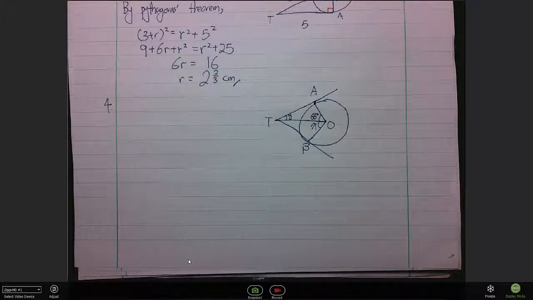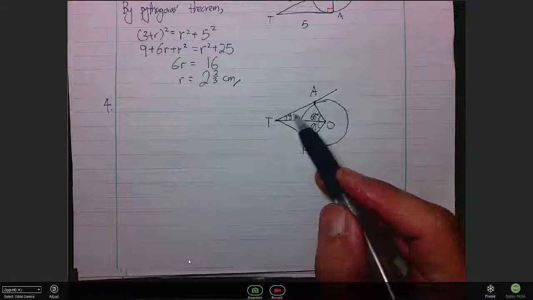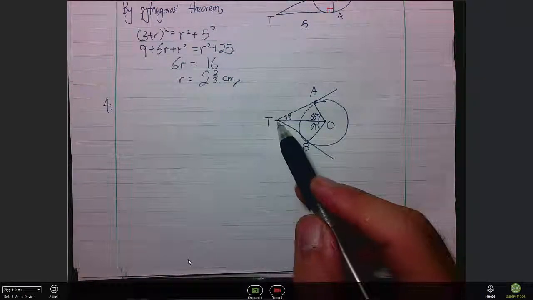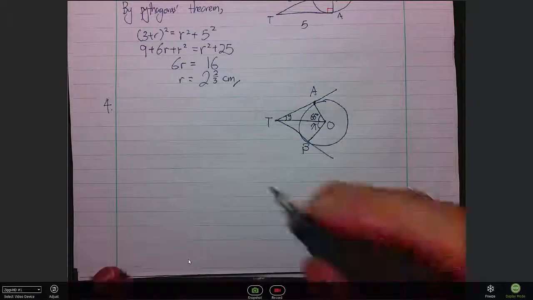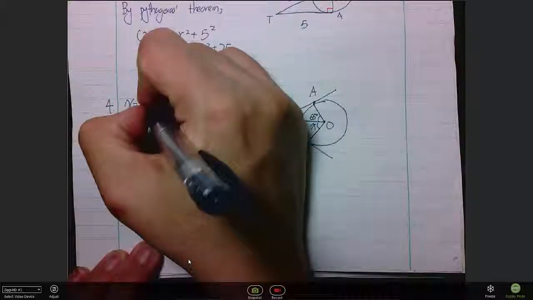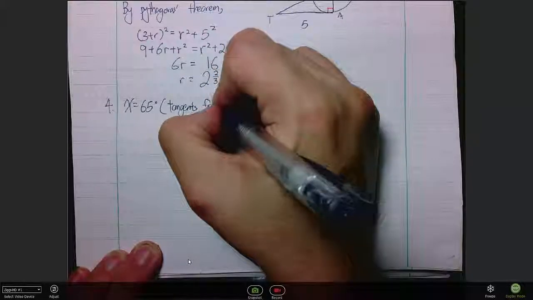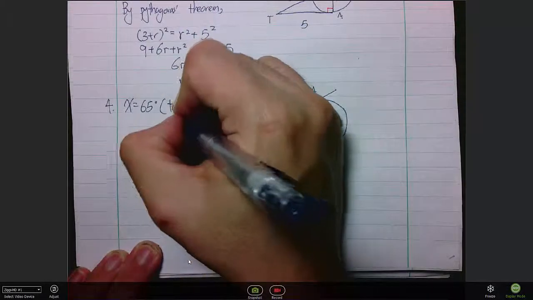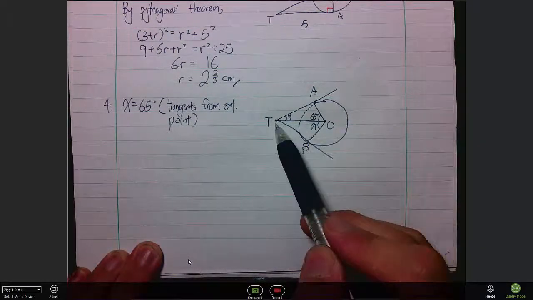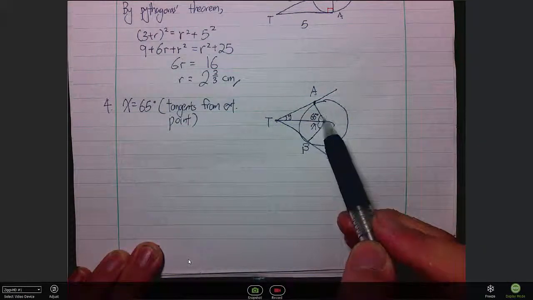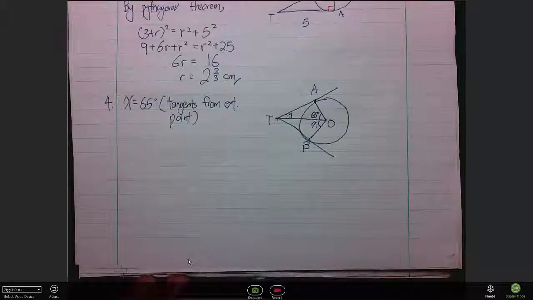Because here OT will divide the angle exactly into two, because these two are tangents from external point. So these two are equal. Straight away you can say X equals 65 degrees, and the reason being tangents from external point. AT equals BT. Here's OT. It will divide this angle exactly into two. The proper term for it is that it bisects the angle.